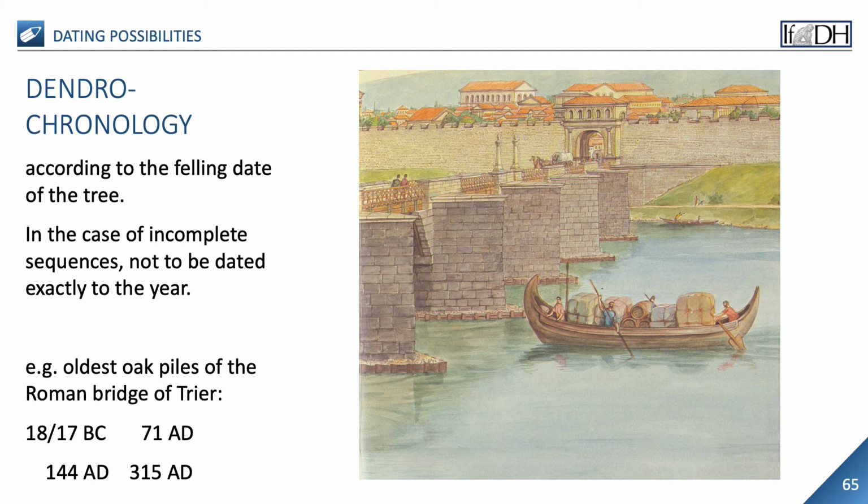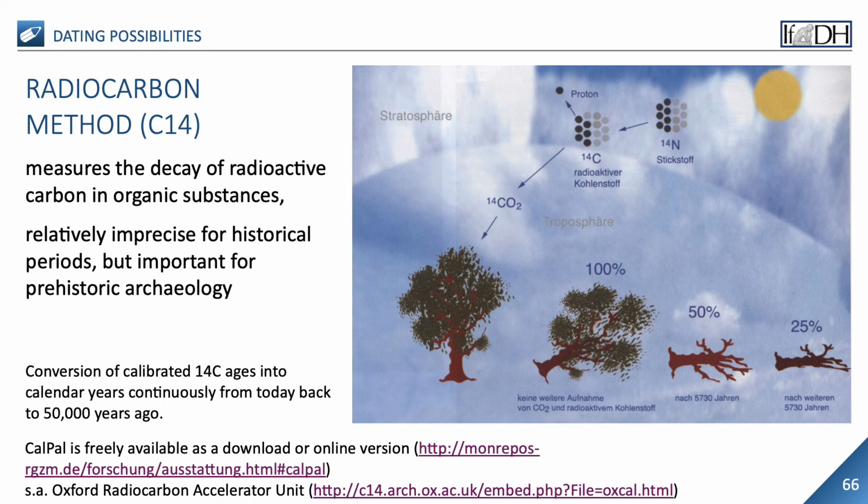You may have heard of the radiocarbon or 14C method. It measures the decay of radioactive carbon in organic matter and allows a conversion of calibrated 14C ages into calendar years consistently from today back to 50,000 years ago. However, as a rule, only relatively large time spans of more than 100 years are determined with this method, which is why the dating possibility is relatively imprecise for historical periods, but it is important for prehistoric archaeology.